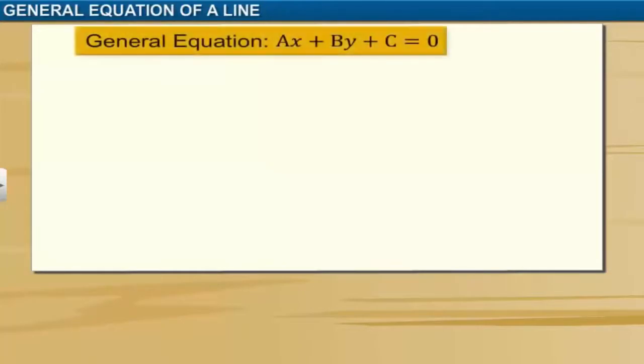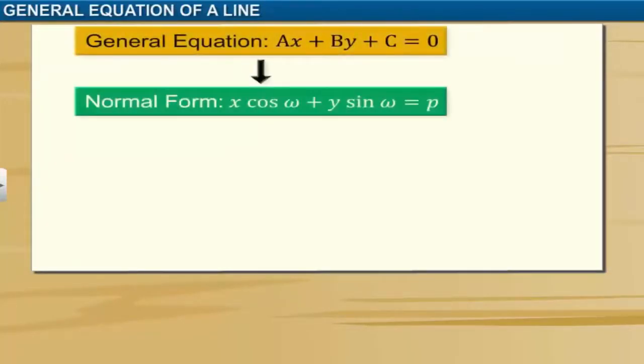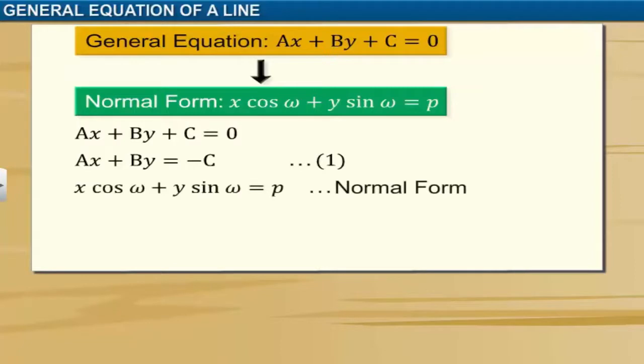Let us now reduce the general equation into the normal form of the equation of a line. Consider the general equation of a line. Rearranging the terms in the general equation, we get ax plus by is equal to minus c. Equation 1 is similar to the normal form of the equation of a line. Equating the like terms in equation 1 and the normal form of equation of a line, we get equation 2.